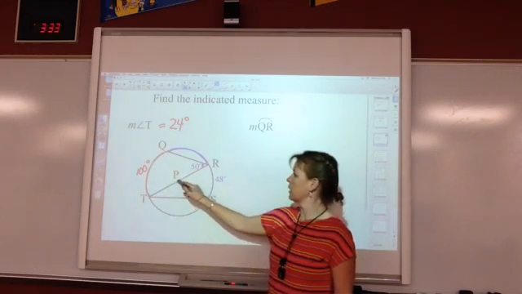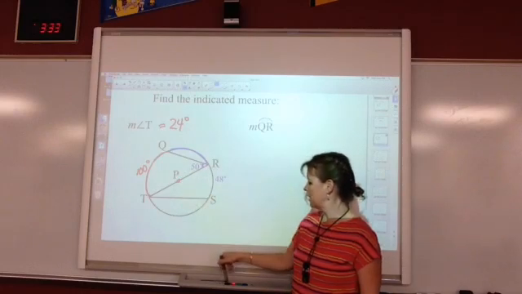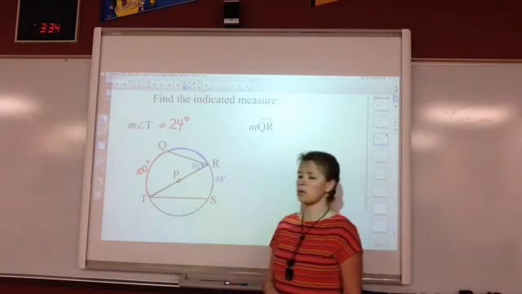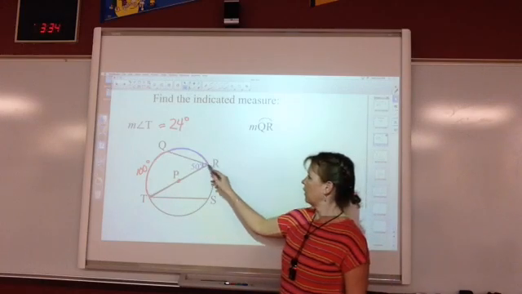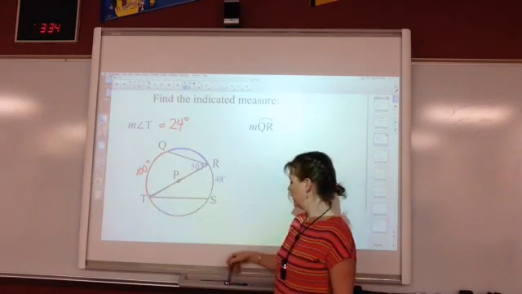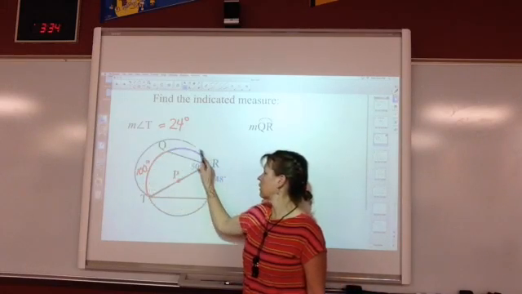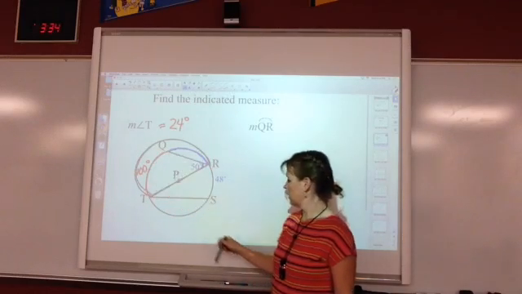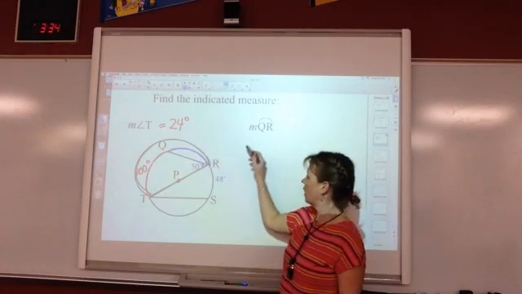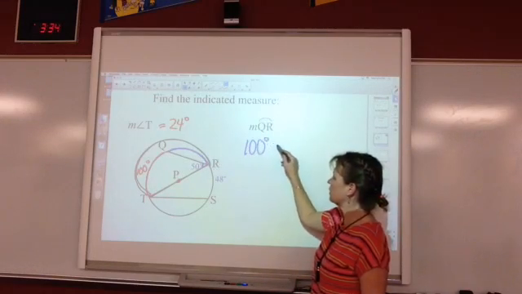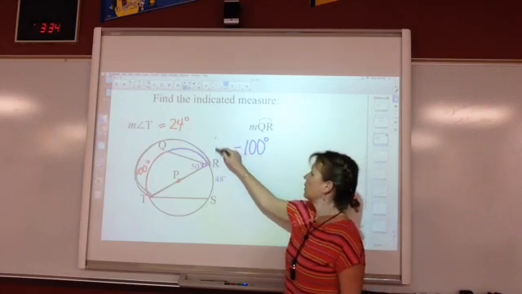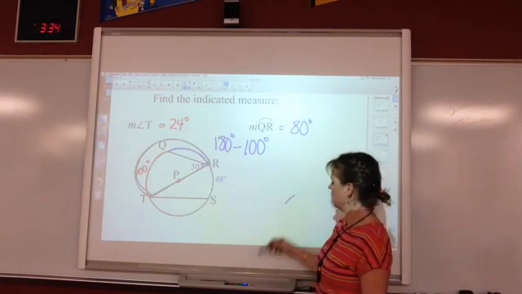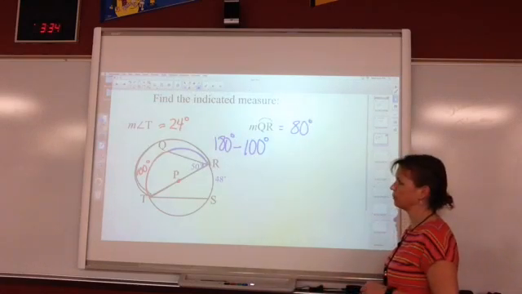This point right here in the middle of the circle tells you that segment TR is a diameter. It cuts the circle perfectly in 1/2. The point shows you that it goes right through the middle. Well, if that cuts the circle exactly in 1/2, we know the full semicircle has to be 180 degrees. Therefore, if the red arc is 100 degrees, the measure of arc QR has to be 100 degrees subtracted from 180 degrees. Measure of arc QR is 80 degrees.